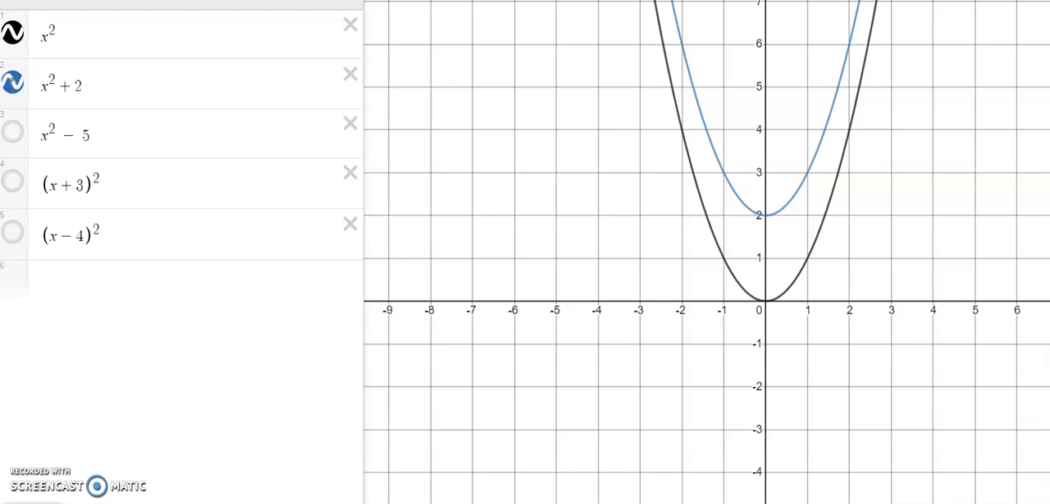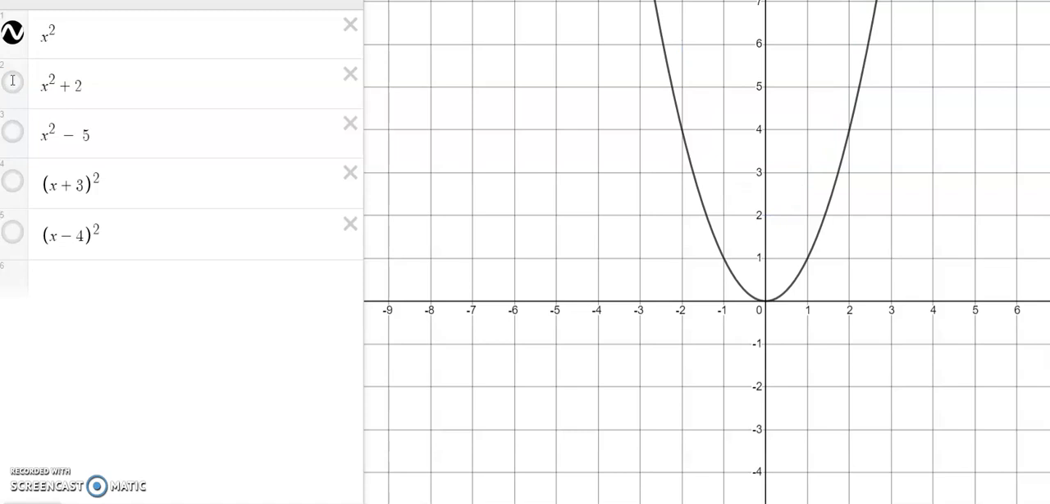And the easiest way to see that is to see what happens to this point right here. This is called the vertex. We're going to talk a little bit more about that in the next section. This is the vertex. That's the low point or the high point of a quadratic. And that's going to shift up 2. So that's the easiest way to see where the shift is.